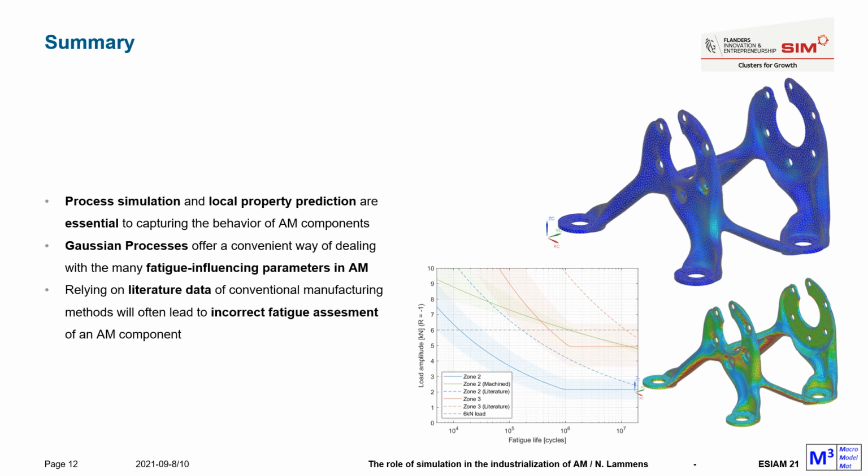In summary, this presentation has shown how process simulation and local property prediction can help in predicting the local material conditions in an additive manufactured component, and it has shown how a Gaussian process can be used to develop a fatigue model for an additive manufactured component with many fatigue influencing parameters. Finally, the application to a use case has illustrated the risks involved when relying purely on literature data to assess the fatigue performance of an AM component. At the moment, testing is ongoing on this use case to validate our predictions.